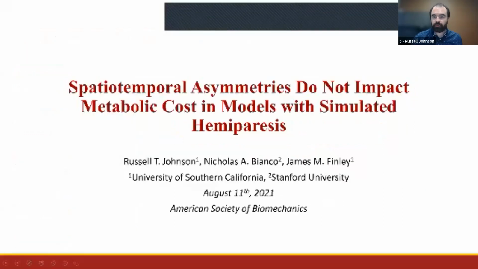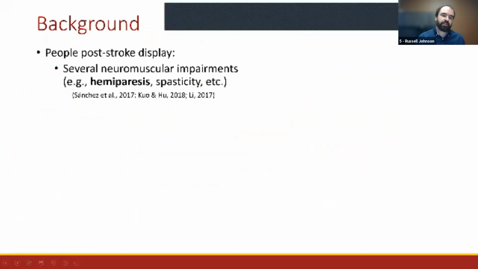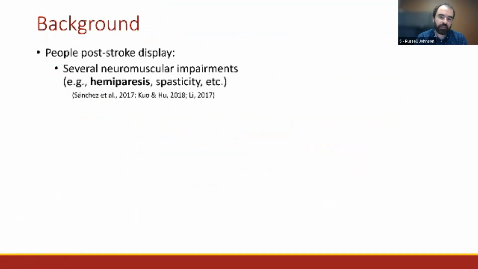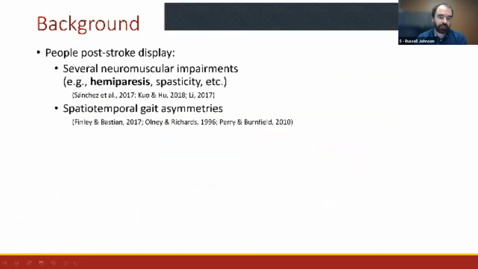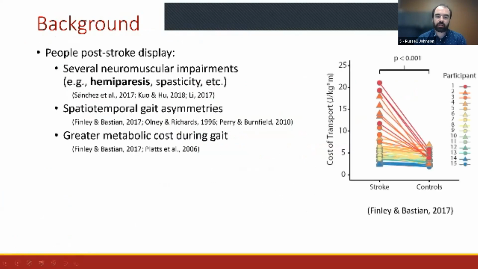All right, thank you for the introduction. So our lab is interested in how people post-stroke walk. After someone has a stroke, there are several neuromuscular impairments that occur, including hemiparesis, spasticity, and abnormal muscle coordination, as well as other things. In addition to that, we also know that people post-stroke walk with step time or step length asymmetries, and they have a greater metabolic cost during gait.